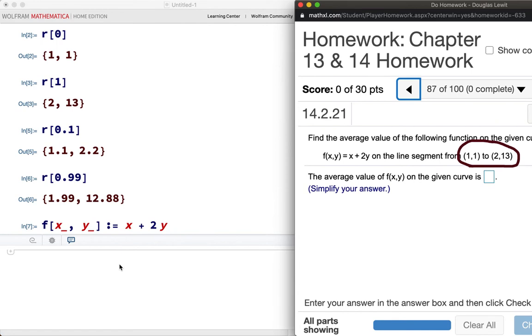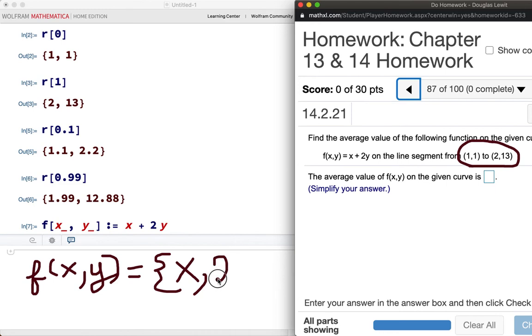a vector field line integral if I had something like this. You know, f of x and y is equal to, using Mathematica notation, you know, x comma 2y. But that's not what we have here. So this is called a scalar line integral, and it's a little bit different, just slightly different from, you know, the vector field line integral, okay?